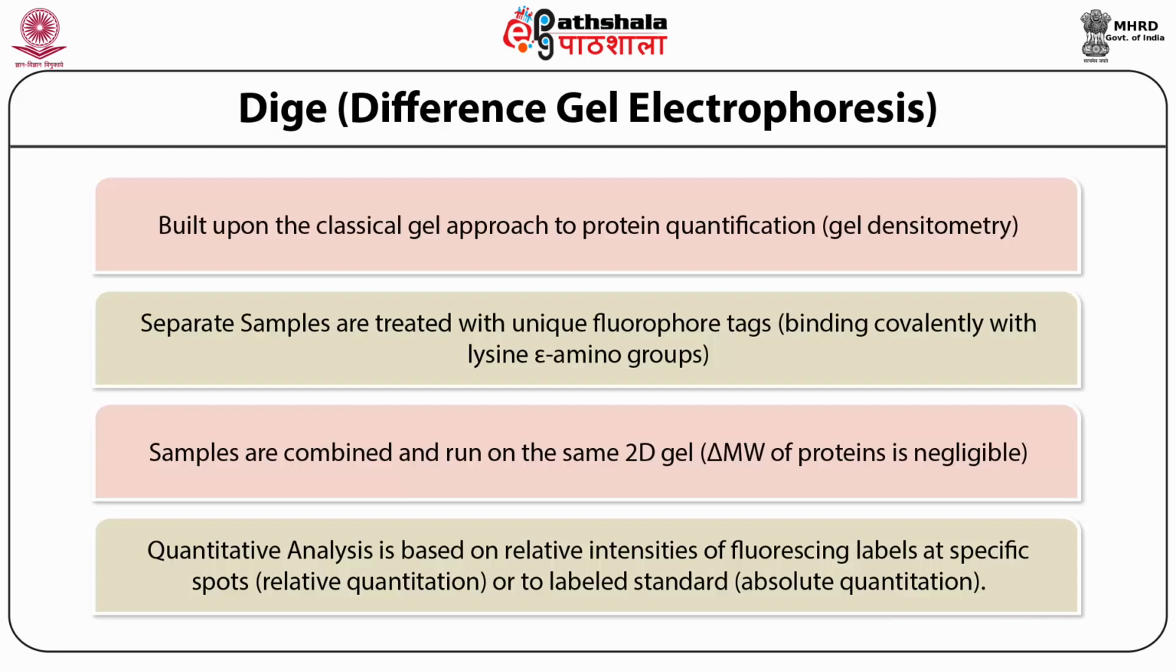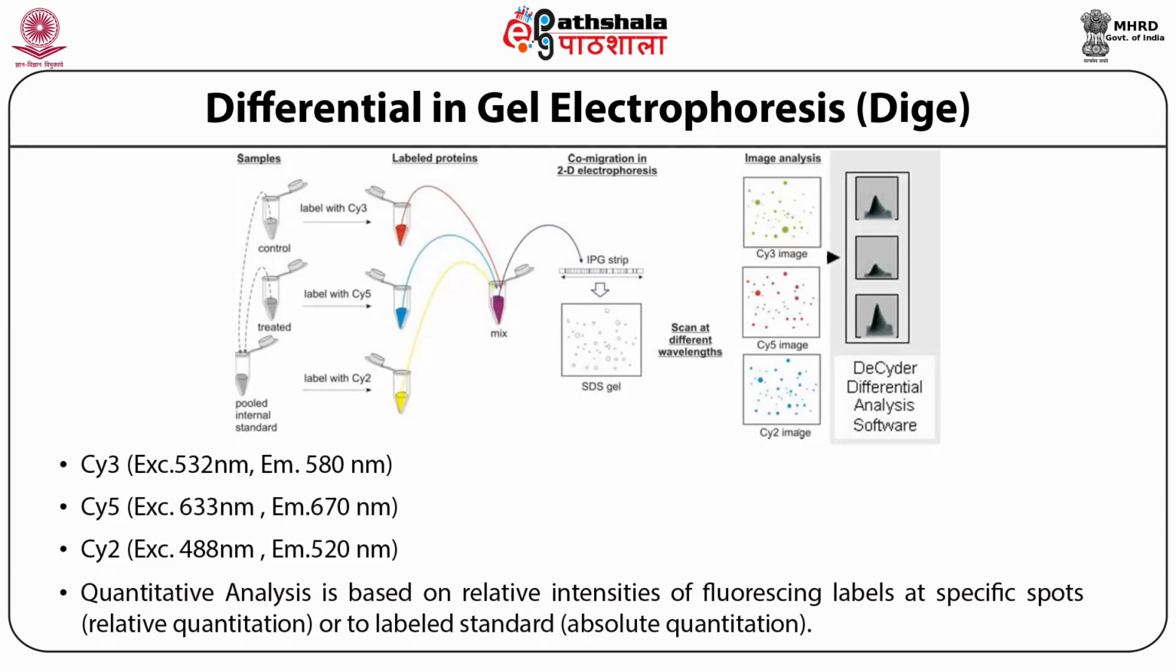The different protein samples are labeled with the different dyes, mixed together and finally separated in the same gel, minimizing gel-to-gel variation. Now we will discuss the experimental procedure of difference in gel electrophoresis. If you want to compare the proteins of two samples, that's the control sample and the treated one, we can compare them on a single gel with the help of difference in gel electrophoresis.